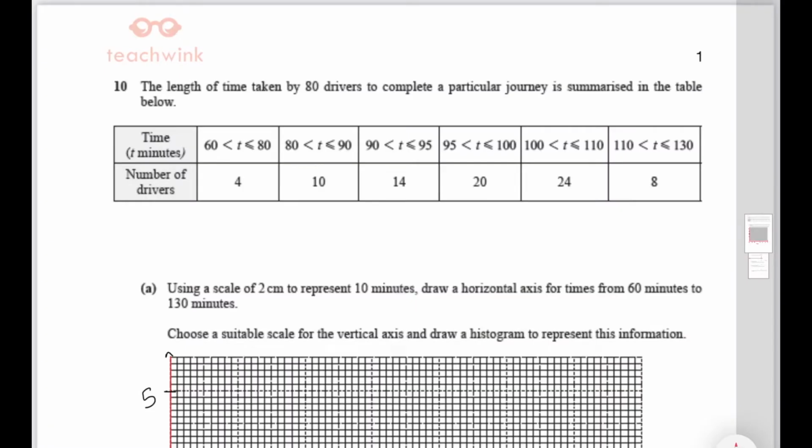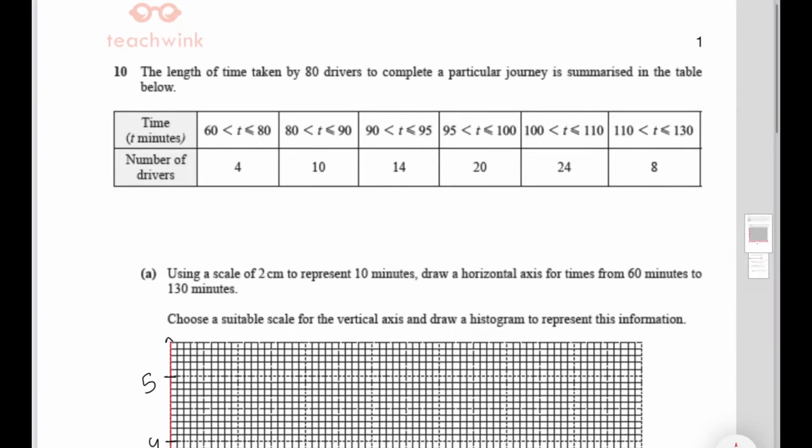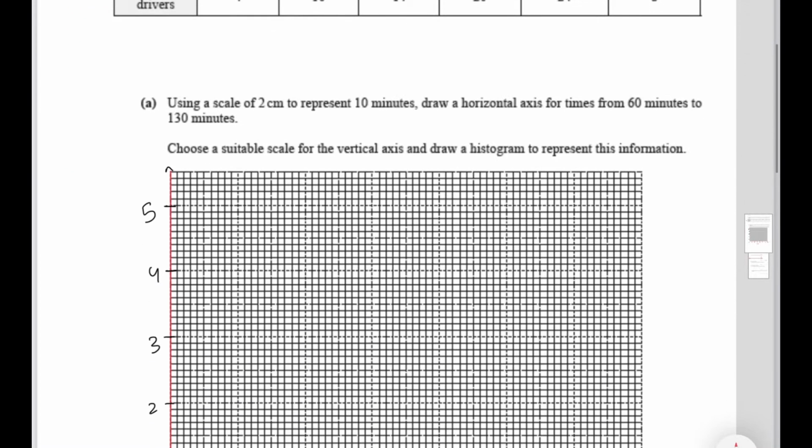The question reads, the length of time taken by 80 drivers to complete a particular journey is summarized in the table below. They've given us this table right here. Part A says, using a scale of 2 cm to represent 10 minutes, draw a horizontal axis for times from 60 minutes to 130 minutes. Choose a suitable scale for the vertical axis and draw a histogram to represent this information.